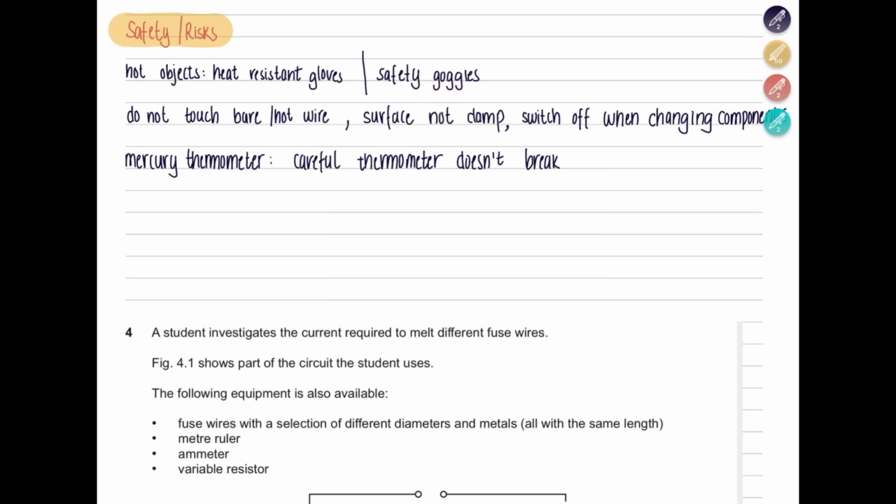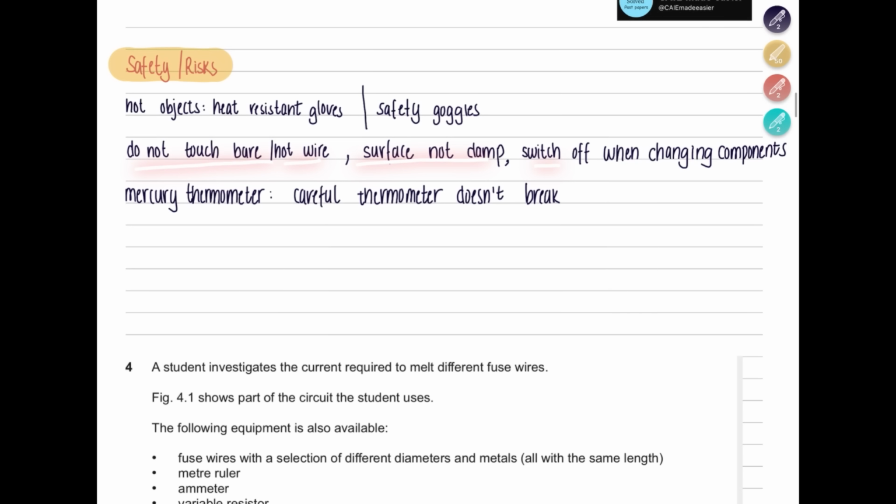If you have an electrical experiment, do not touch bare or hot wire. Make sure that the surface is not damp. Switch off when you are changing the components. For example, if you're removing the ammeter, adding in a voltmeter, make sure that the circuit is switched off to reduce the chances to get an electrical shock. Another example, if you're dealing with a mercury thermometer, be careful that the thermometer does not break because mercury is toxic.